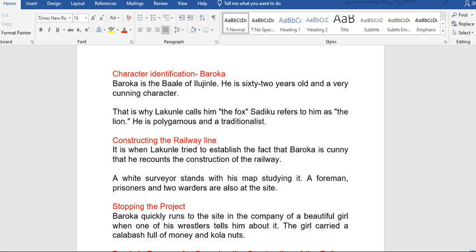Baruka is the Baale of Ilujinle. He is 62 years old and a very cunning character. That is why Lakunle calls him the fox. Sadiku refers to him as the lion. He is polygamous and a traditionalist.